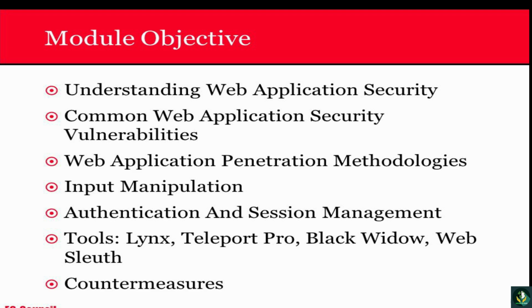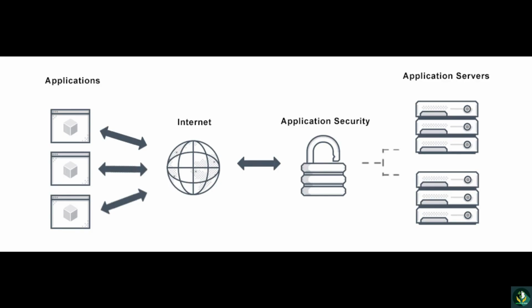So here is an overview: applications are connected to each other with the internet, web application and internet connected with application security, each connected with security, and application servers only connected with application security, then application security connects with the internet, then applications.